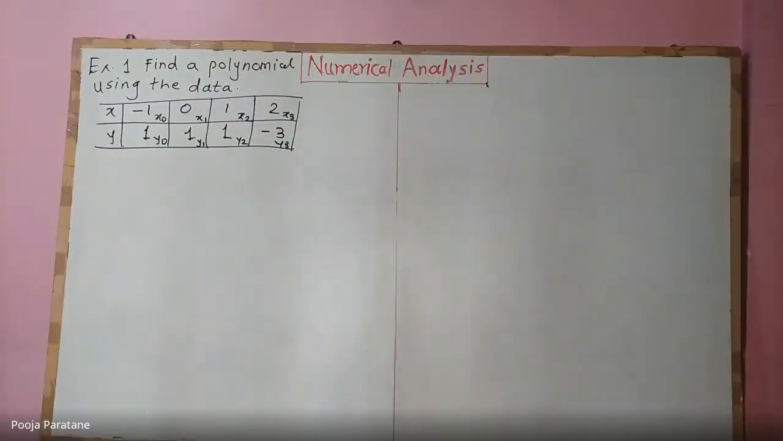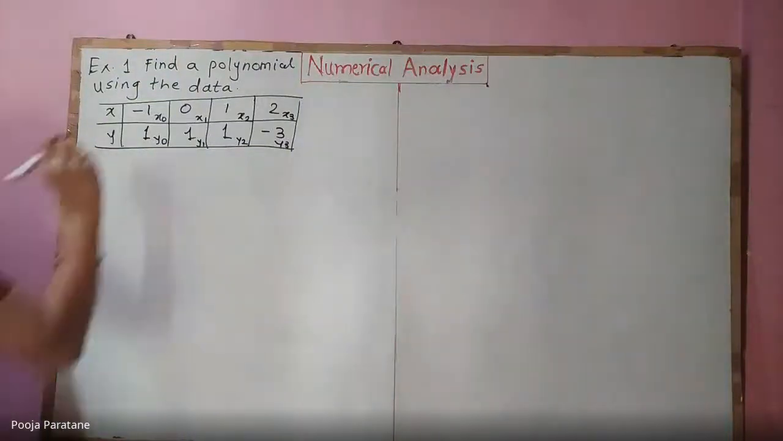So you can see here this example in which we have to find the polynomial using this data. Here values of x are -1, 0, 1, 2. Now this data is equally spaced, so we can use both forward and backward formulas as well as Lagrange's interpolation formula. But as we have to see the technique of Lagrange's interpolation, we will use Lagrange's interpolation formula here.